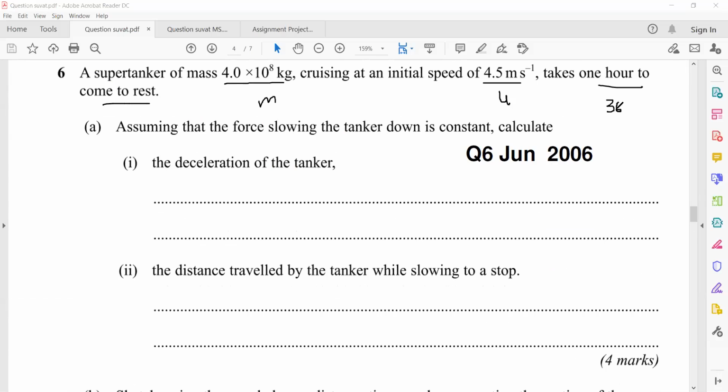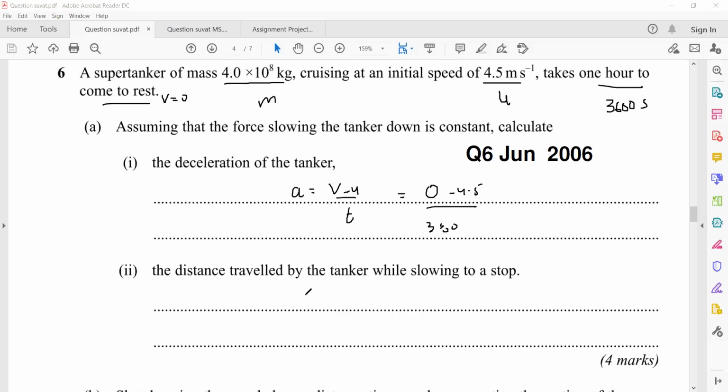1 hour means 60 minutes multiplied by 60, you will convert into seconds. So 3600 seconds. The final speed, because it comes to rest, is 0. Deceleration, which is v minus u over t. What is the v? The final speed is 0, initial speed is 4.5, and the time interval is 3600.